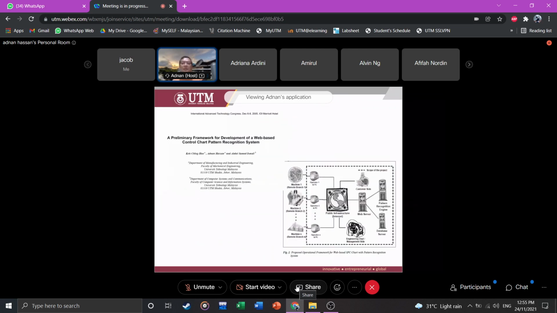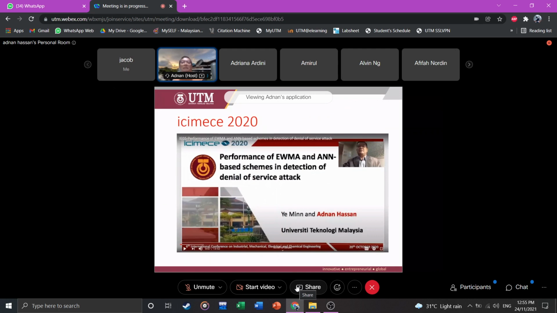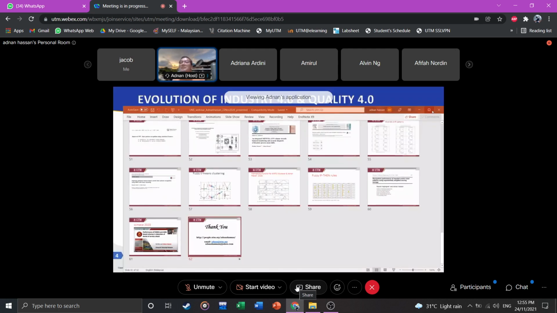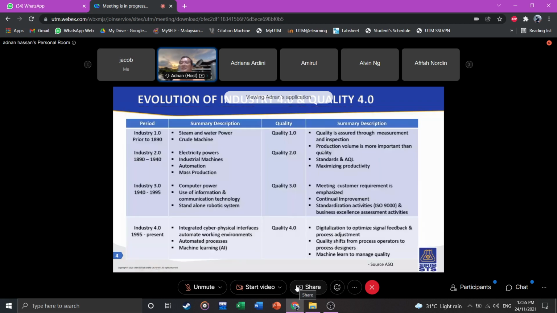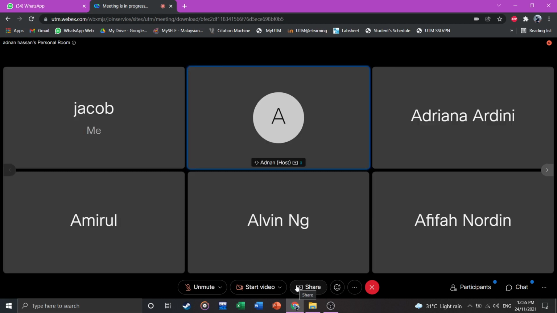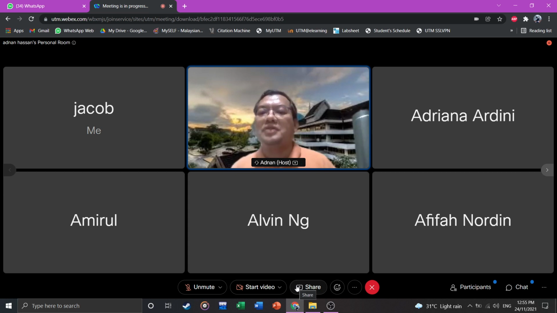So I think that gives you some idea of where Quality 4.0 can be implemented using artificial intelligence. Using artificial intelligence for interpretation of control charts, that is the message that I would like to share with you: how artificial intelligence can be used to interpret the data or patterns that we have on control charting. The pattern on a control chart is not only one point beyond plus or minus 3 sigma.